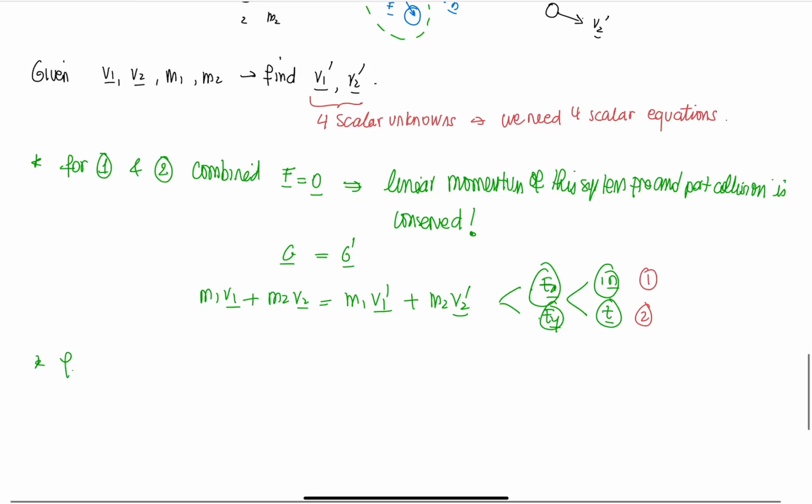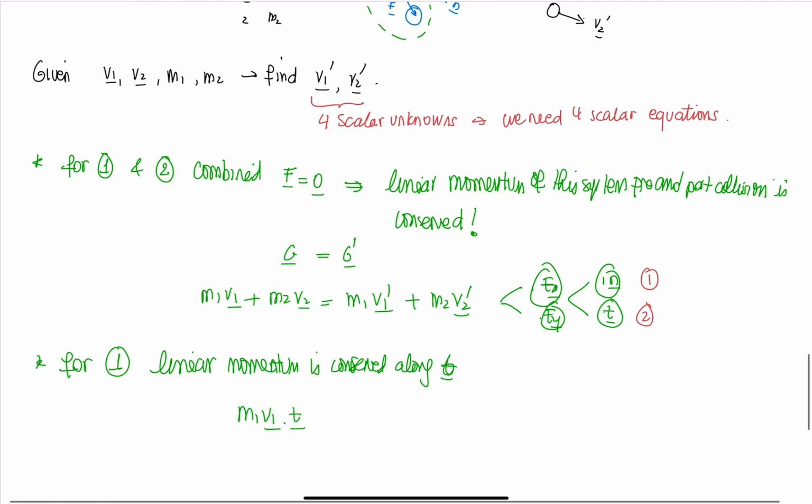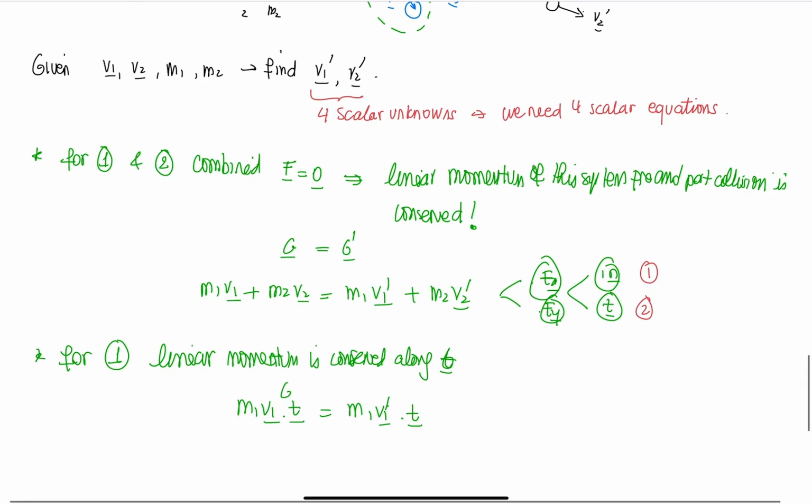For 1, its linear momentum is conserved along t. So we can write m1 v1 dot t is equal to m1 v1 prime dot t. So that's basically g1 dot t is equal to g1 prime dot t. Oh la la, that's a scalar equation. That's our equation 3.